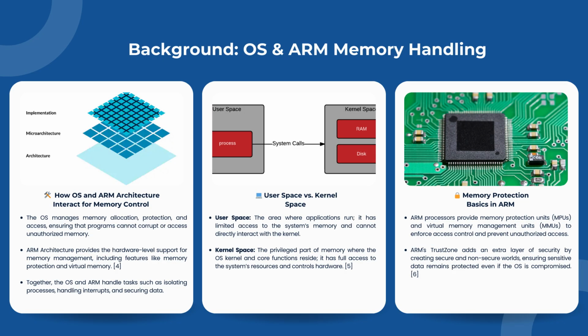Background, OS and ARM memory handling. To appreciate how ARM processors implement memory encryption, it's essential to first understand how memory is managed in a typical operating system. Systems divide memory into two key regions, user space and kernel space. The user space is where applications and programs run, while kernel space is reserved for operating system and critical system processes. ARM processors use a memory management unit, MMU, which enforces access controls between these two regions. This separation ensures that user applications cannot directly access kernel memory.